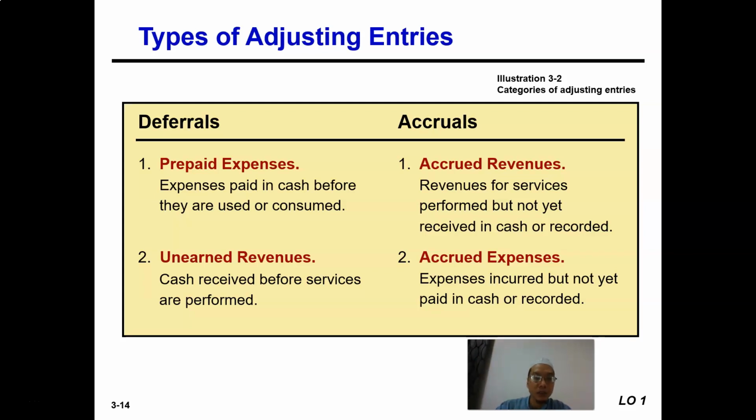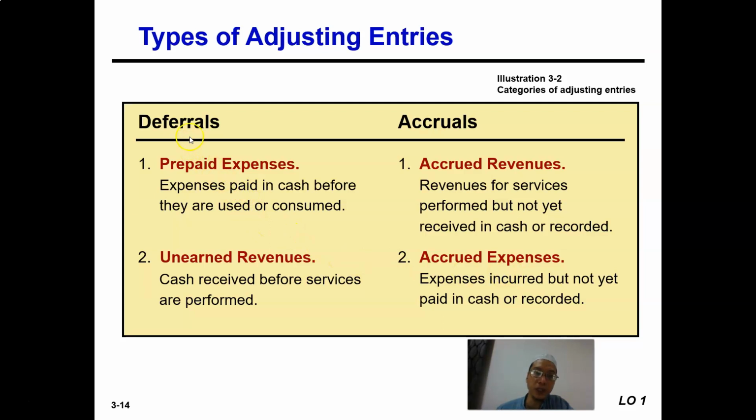So in deferrals, cash happens before the revenue is recognized or the expense is recognized. In accruals, revenue or expenses happen before the cash transaction. We can now divide deferrals into two categories, and accruals into two categories as well. One will be regarding the revenue and one will be regarding the expenses. Similarly, for accruals, we can divide into revenue and expenses.